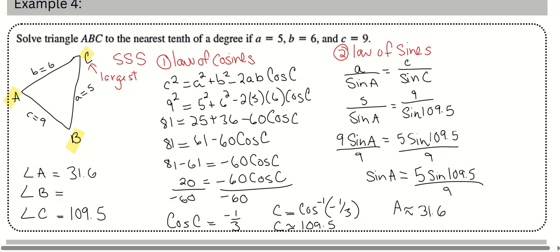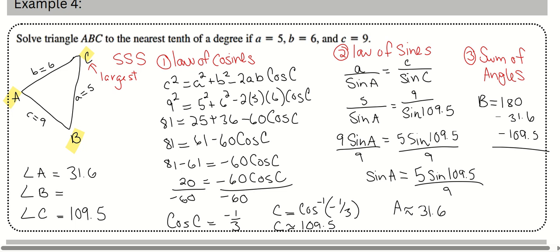I'm going to try to squeeze it in here. So it turns out that B is going to be 180 minus 31.6 minus 109.5. So angle B is going to be 38.9.